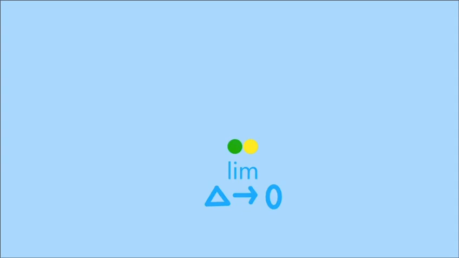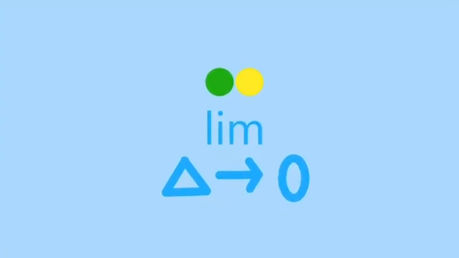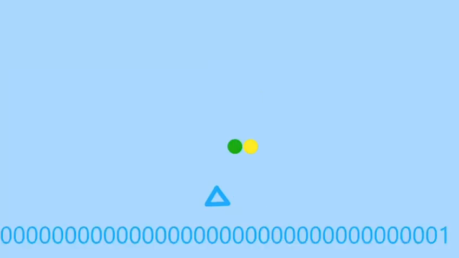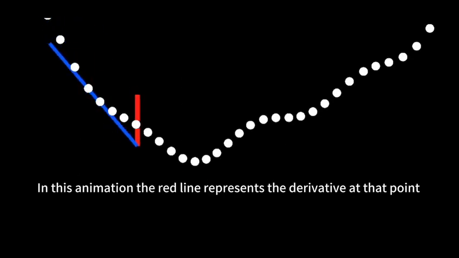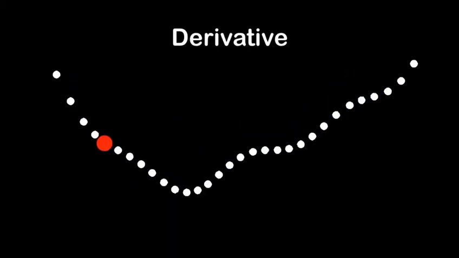This number that gets infinitely close to 0 is called the Greek letter delta, which is a triangle. You can think of delta as a really small number. When the distance approaches 0, this line becomes the tangent line, or the line that only touches the function at one point. This slope of the tangent line, or the instantaneous speed at that point, is called the derivative.